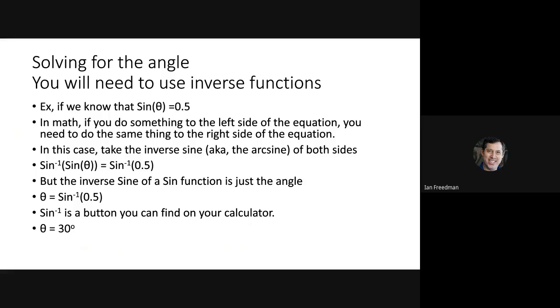And one thing that we know is that the inverse sine of a sine function is just the angle itself. So the inverse sine of sine is just theta. And then you get theta is equal to the inverse sine of 1/2. And there's a button on your calculator. It's often a second function button. So you'll see the word second in blue. You can do second function of 0.5, and you should get 30 degrees as your answer. You're going to get a different answer in radians if you do it in radians.